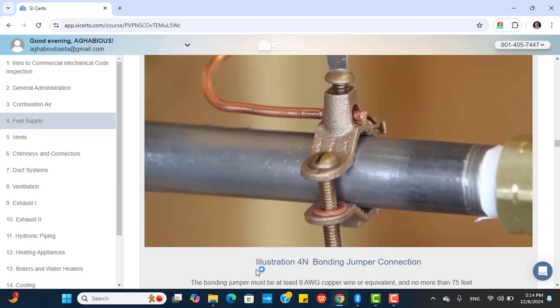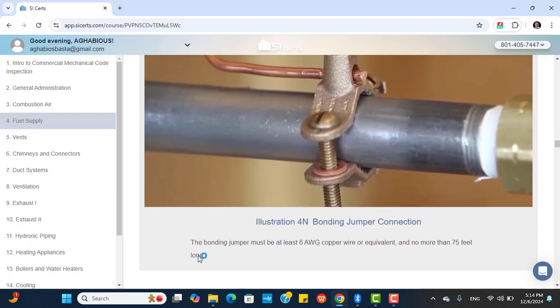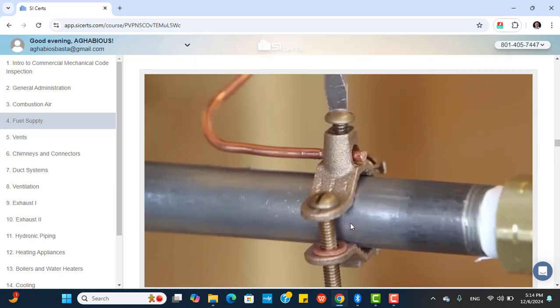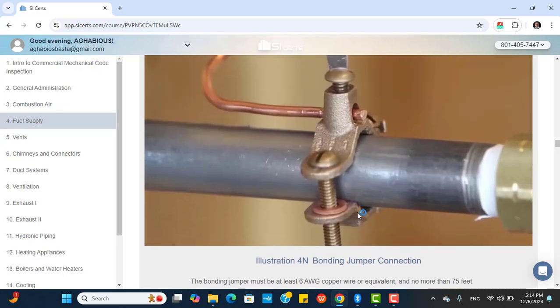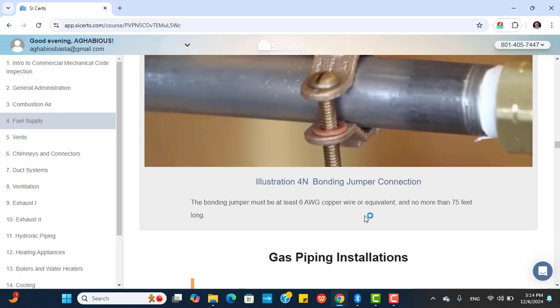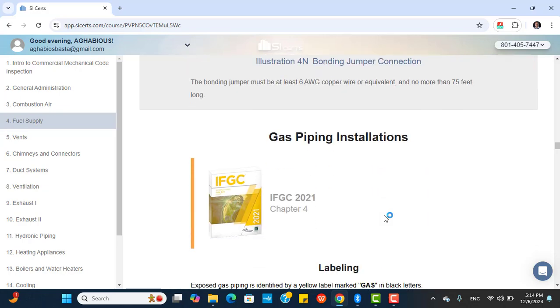Illustration 4N: bonding jumper connection. As we see here, the bonding jumper must be at least 6 AWG copper wire or equivalent and no more than 75 feet long.